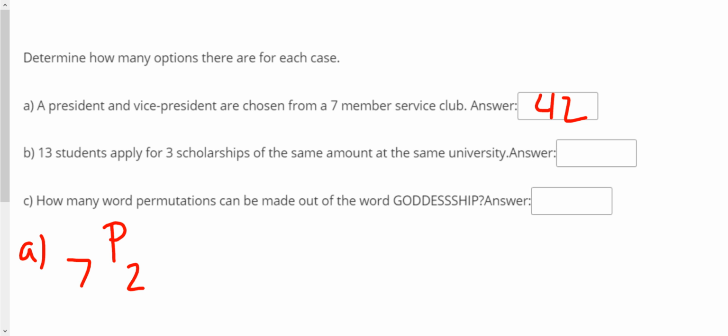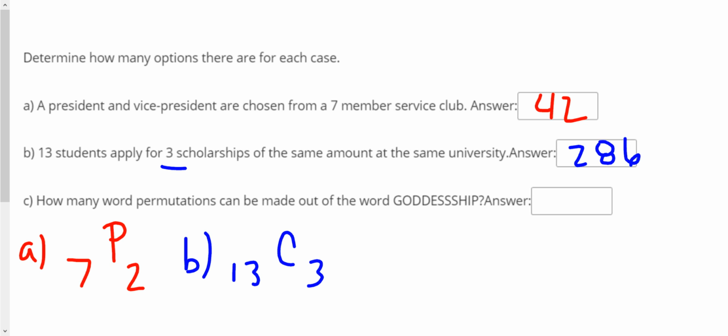Part B, 13 students apply for 3 scholarships of the same amount at the same university. So once again, permutation or combination? On this one, because these 3 scholarships aren't different from each other, but they're exactly the same, unlike part A, we're going to use a combination here. So we'll say 13 choose 3. And that gives us 286.